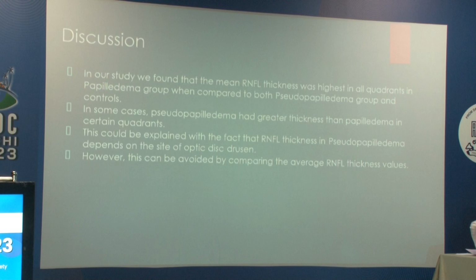Now, in our study, we found that the mean RNFL thickness was highest in all quadrants in the papilledema group when compared to both pseudopapilledema and controls. In some cases, however, we noticed that pseudopapilledema had greater thickness than papilledema in certain quadrants. This could be explained by the fact that the RNFL thickness in pseudopapilledema varies depending on the site of the optic disc drusen. However, this can be avoided by comparing the average RNFL thickness values.